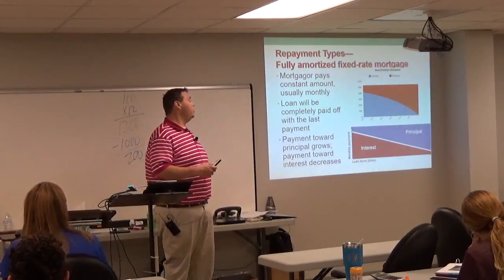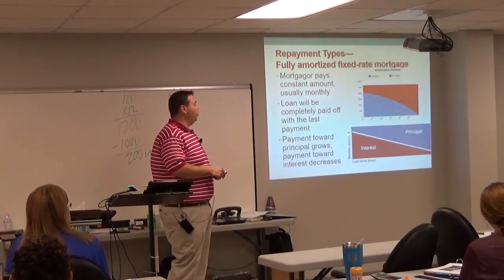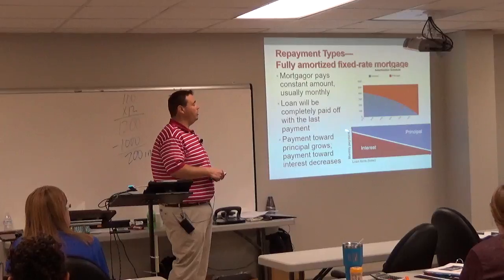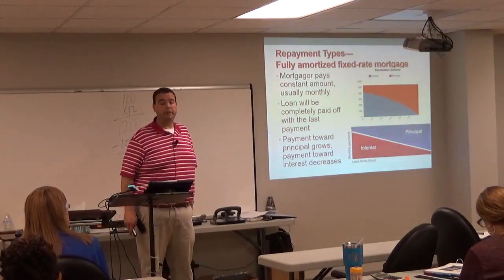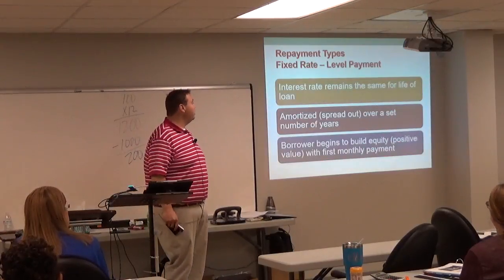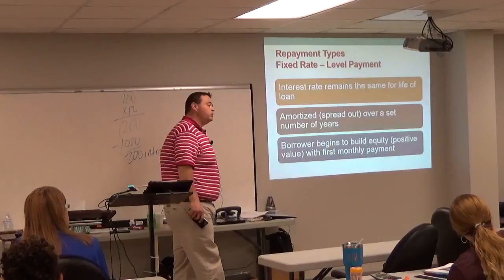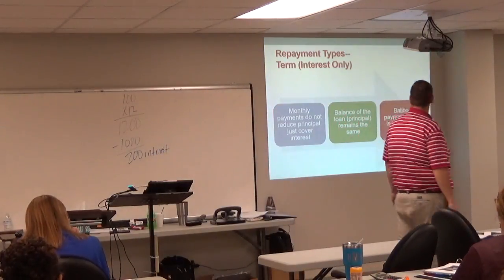And these charts over here give you an idea of what's happening with the principal and interest. Early on, you're paying almost exclusively what? Interest, and as time goes on, that dramatically declines, and you pay more toward the principal. Right? That's a fully amortized fixed rate. The payment stays the same. The borrower builds equity from the first payment. That's all true of a fully amortized loan.